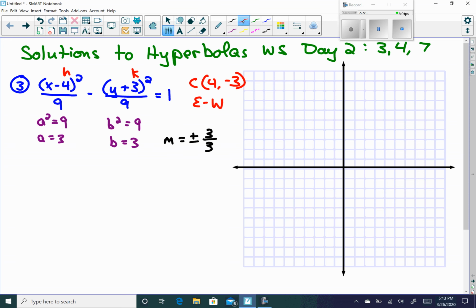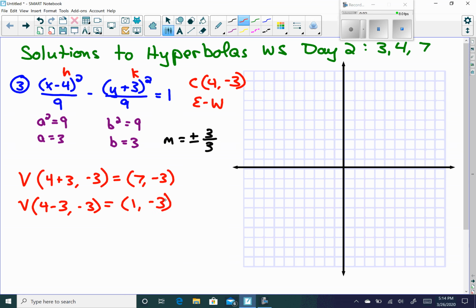In order to state the vertices here, I was going to use a V. So one vertex, because remember, if this is an east-west hyperbola, the K is going to stay the same. So we're going to take H, which is 4, and we're going to add A to it. So 4 plus 3, comma, and then our K value, which is -3. So then this gives us 7, -3 should be one vertex. The other vertex is going to be 4 minus A, so 4 minus 3, and then K stays the same, so we could write this as 1, -3. So our two vertices should be at 7, -3, and 1, -3.